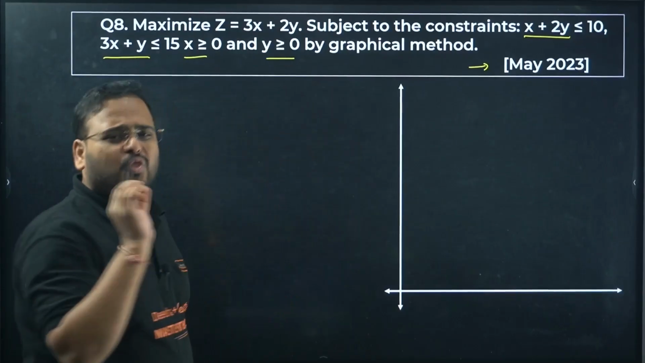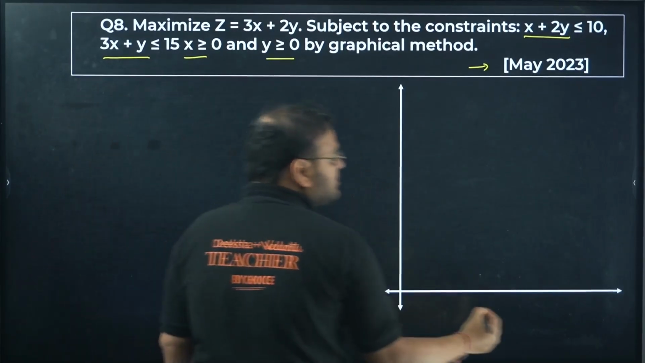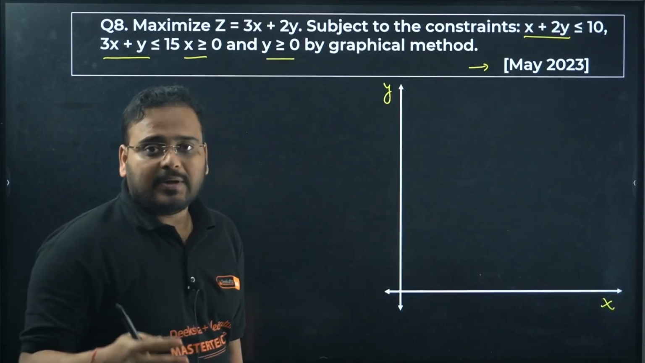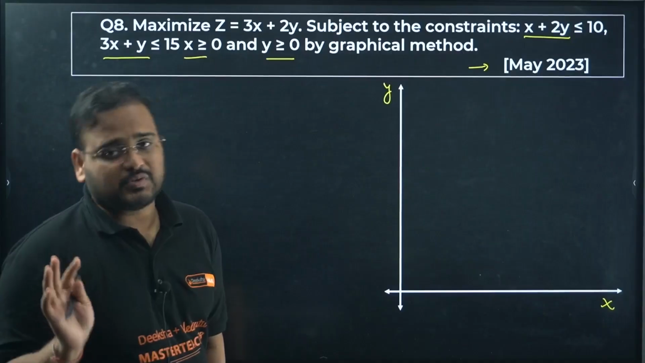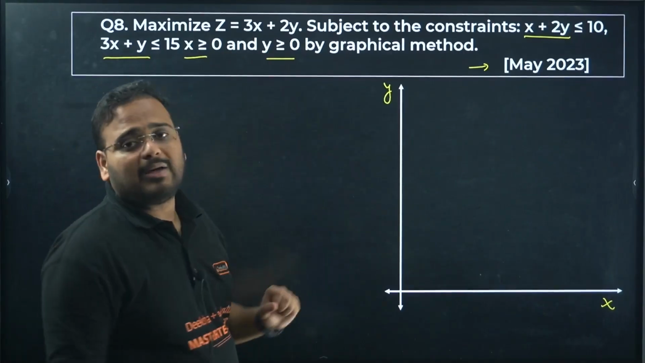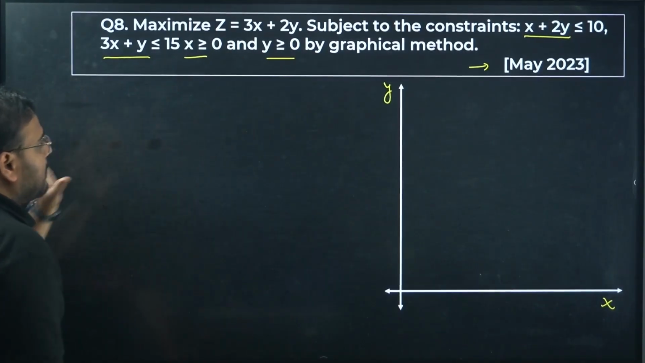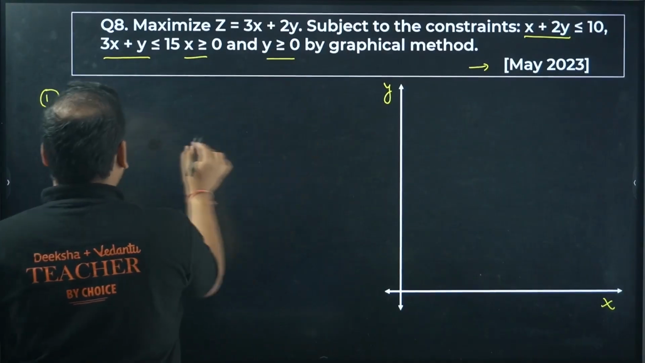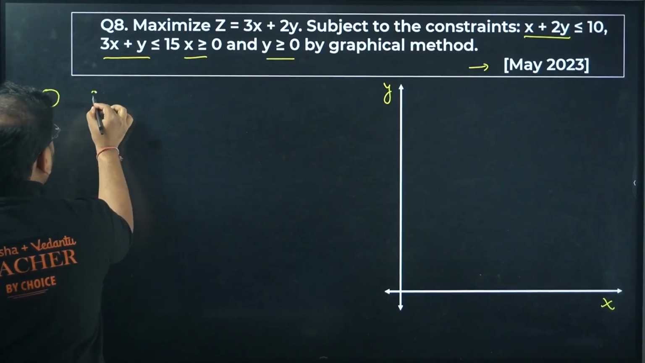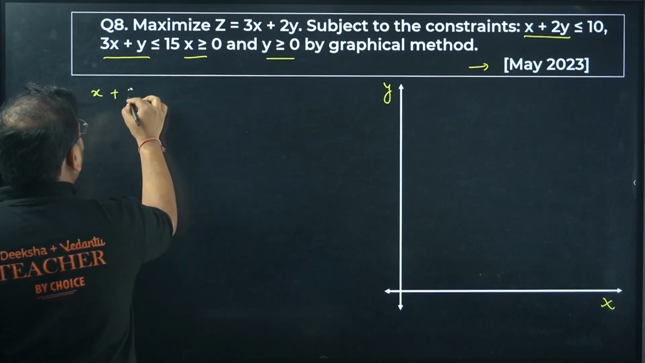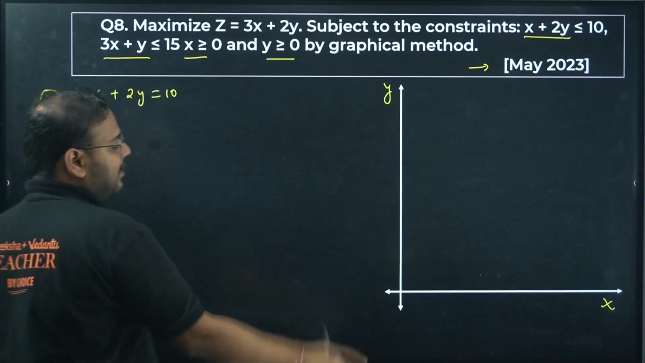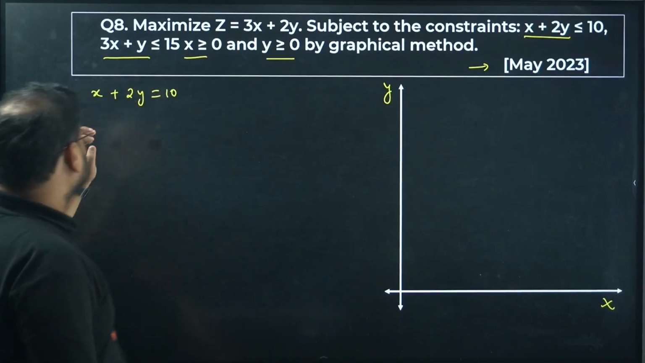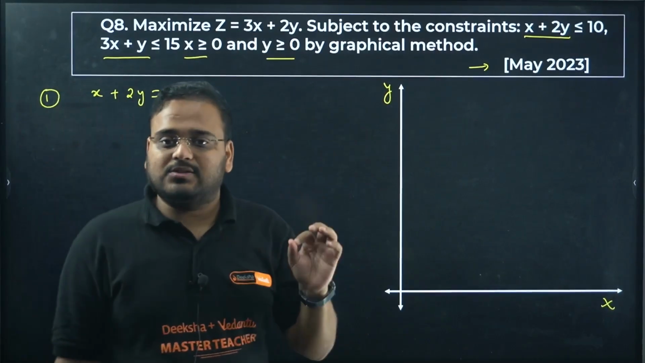What is this called? Non-negative constraints, right? That means my x-axis, my y-axis, and the region will always be in the first quadrant. That's what x more than 0 and y more than 0 means. Now, the first step would be taking the constraint and drawing it on the graph. This constraint, you have taken without the inequality, you have written here x plus 2y equal to 10, and just draw this on the graph.